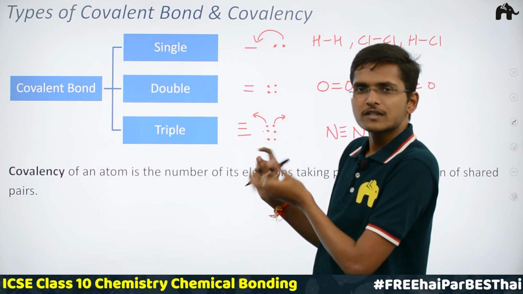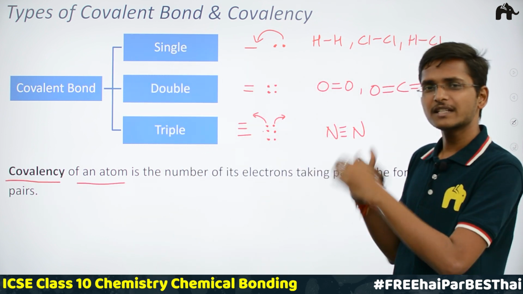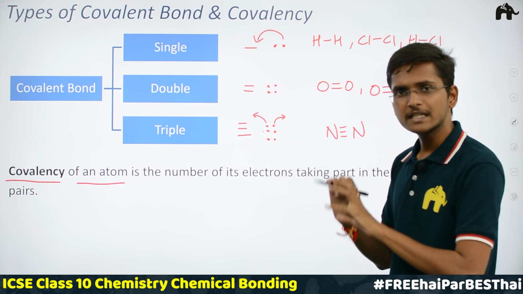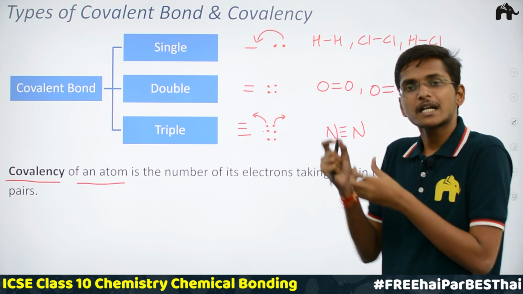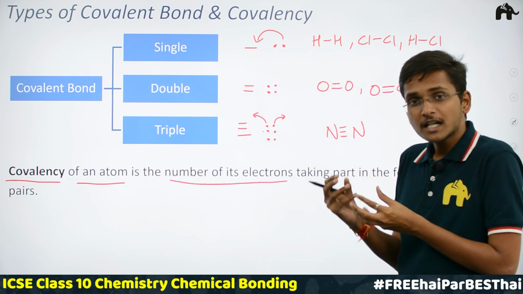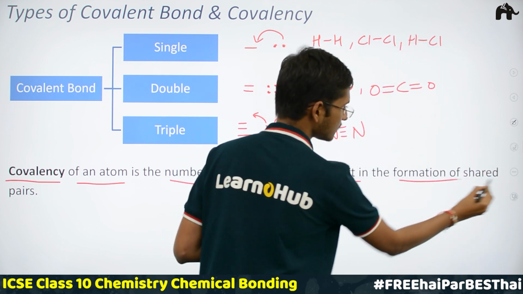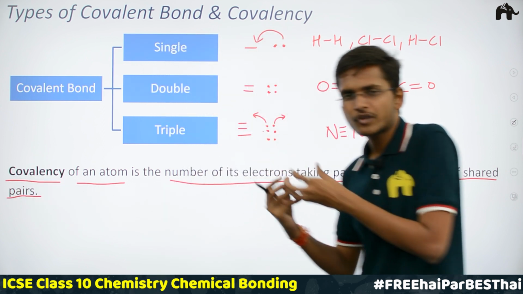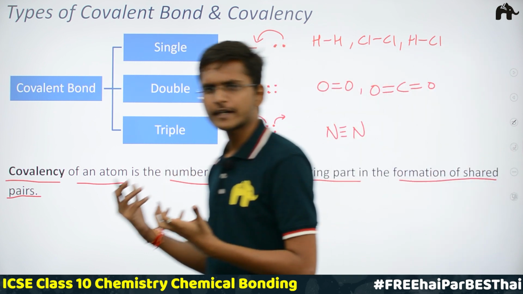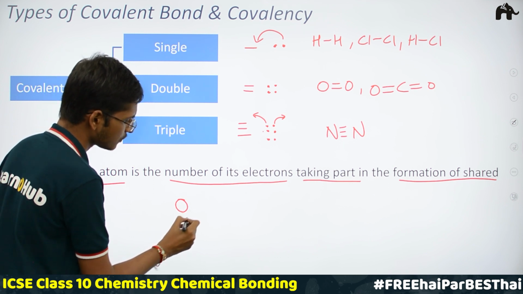It is a very small concept, a very interesting concept. See, what is covalency of an atom? It's just like electrovalency, but not exactly like electrovalency. Covalency of an atom is the number of its electrons which are taking part in the formation of shared pairs. Now, let's try to apply this concept. I want to find out the covalency of, suppose, oxygen in this O2 molecule.